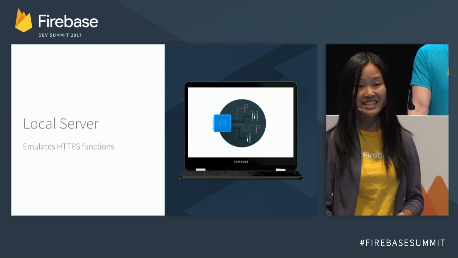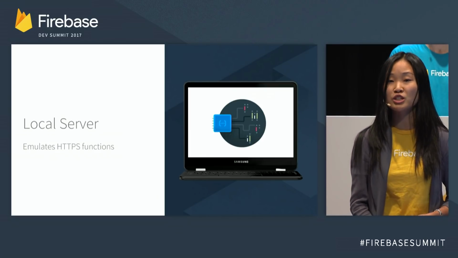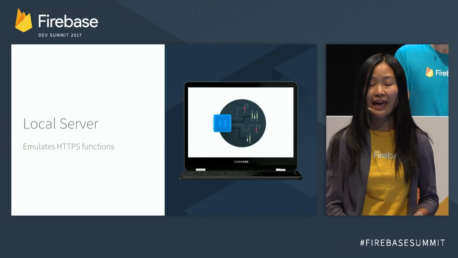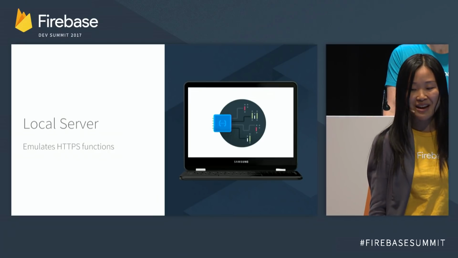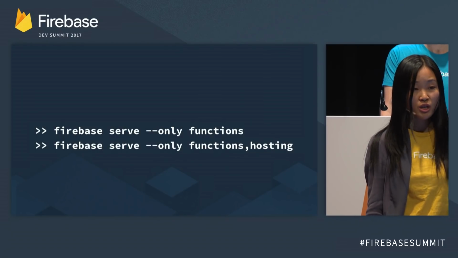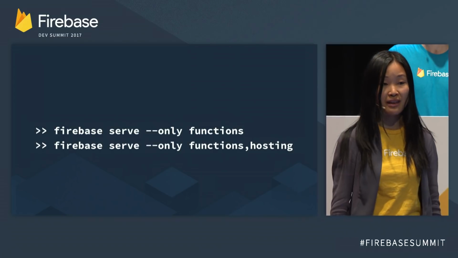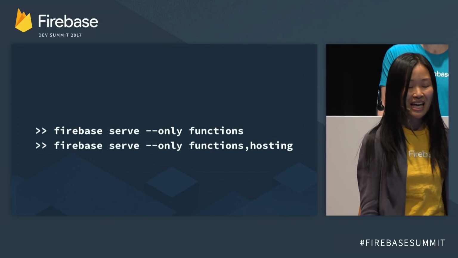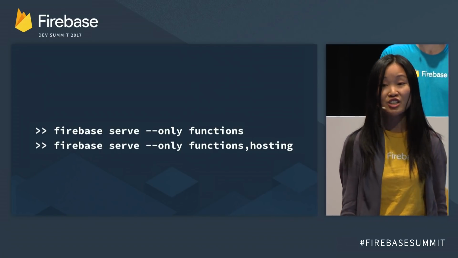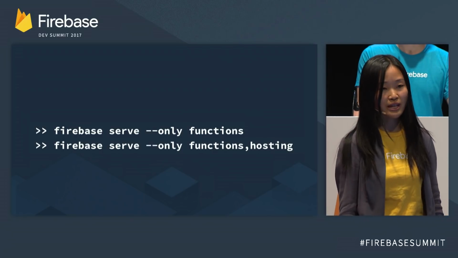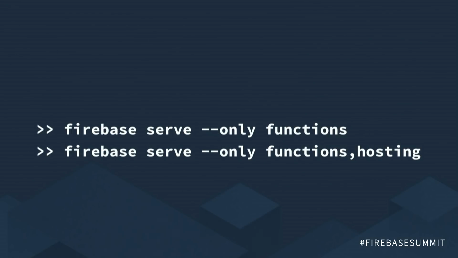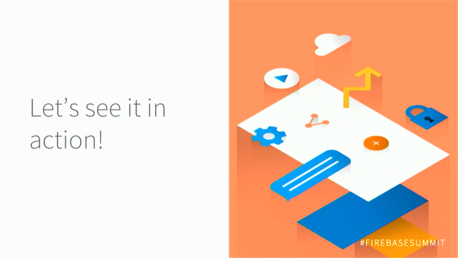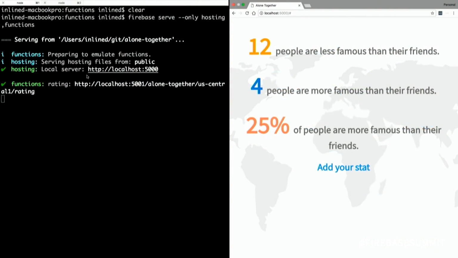The cool thing about this is your local function will actually be talking to your production app and make real requests to external APIs like the Twitter API we're using today. How you use this is through the Firebase command line interface, the Firebase CLI. You run firebase serve --only functions if you're only serving up functions, or you add hosting if you're using both of them at the same time. So let's see this in action. And Thomas will actually help us out here.